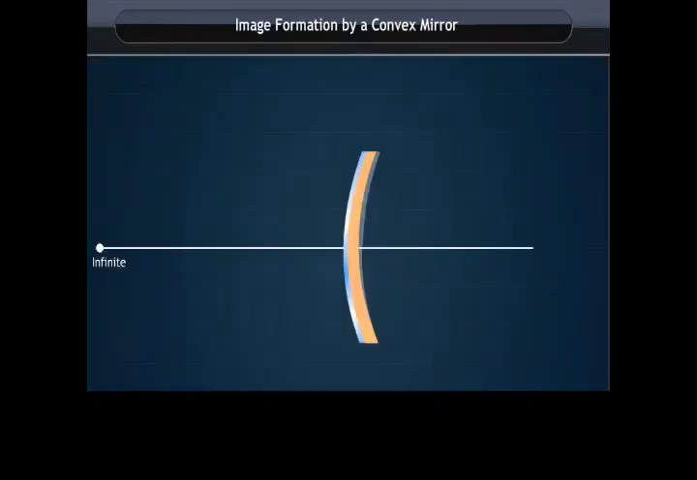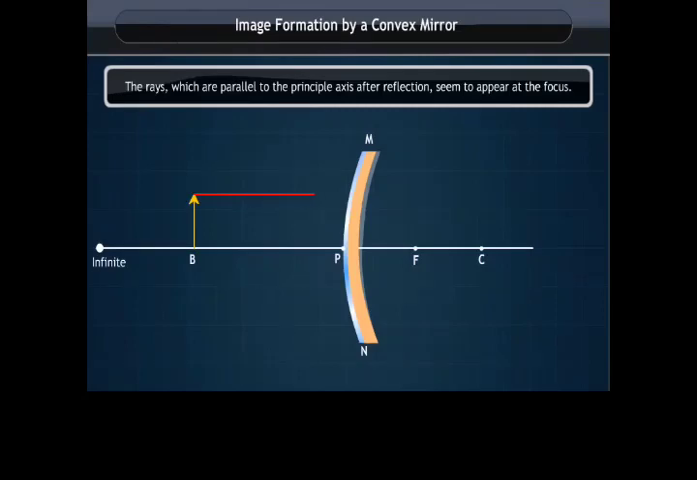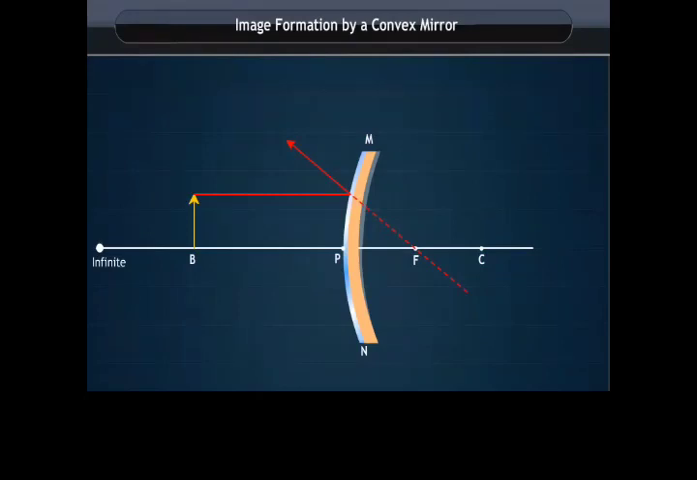Image formation by a convex mirror. If an object is placed between infinity and the pole of the mirror, the rays which are parallel to the principal axis after reflection seem to appear at the focus. Another ray which strikes the pole is reflected at an equal angle with the principal axis. If the two rays intersect with each other, then an image is formed at the intersecting point. The image is virtual, erect, diminished, and between P and F.